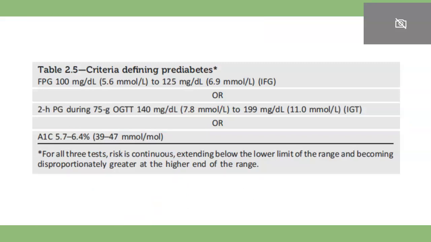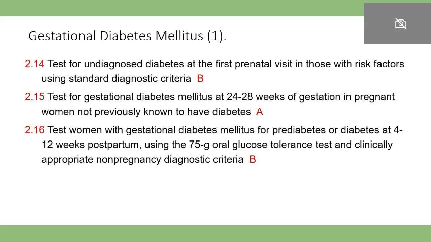And then pre-diabetes, again, what we're trying to capture is between 100 and 125. We usually don't do oral glucose tolerance tests, although you can. And the A1C is between 5.7 and 6.4. You have to really monitor those.